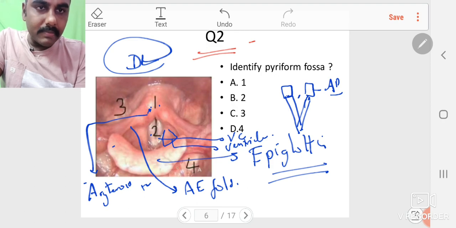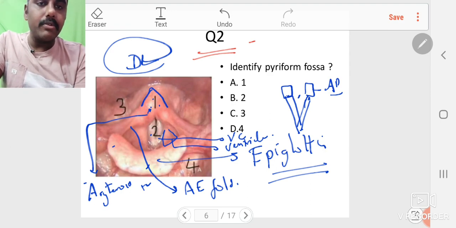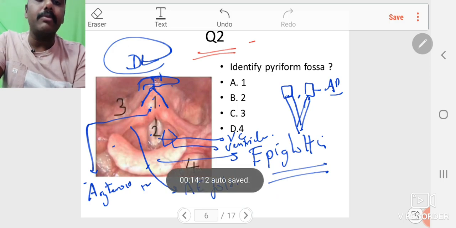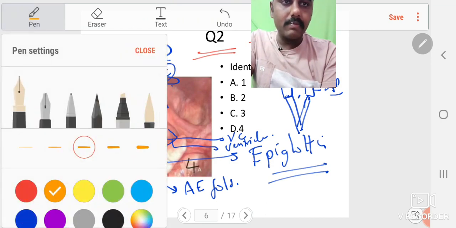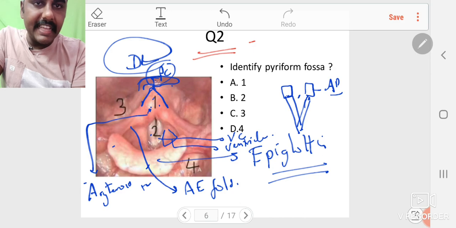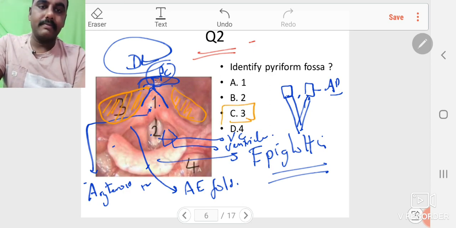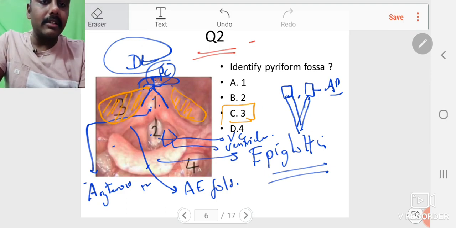This is the epiglottis, this is the aryepiglottic fold. Posteriorly in this area there will be the cricoid cartilage, and just behind it, the post-cricoid area. The gap in this area, that is number 3, indicates the pyriform fossa area. Pyriform fossa area, that is number 3. So what is one?